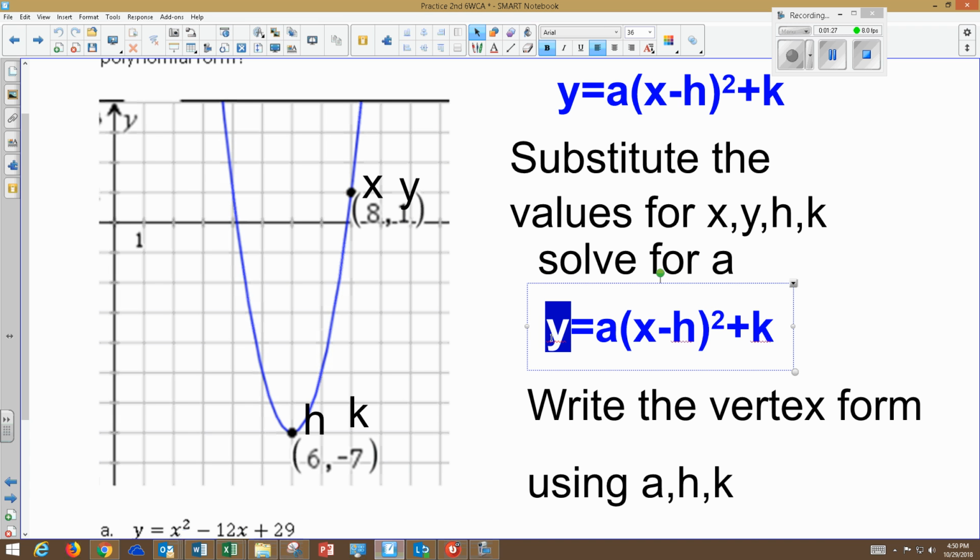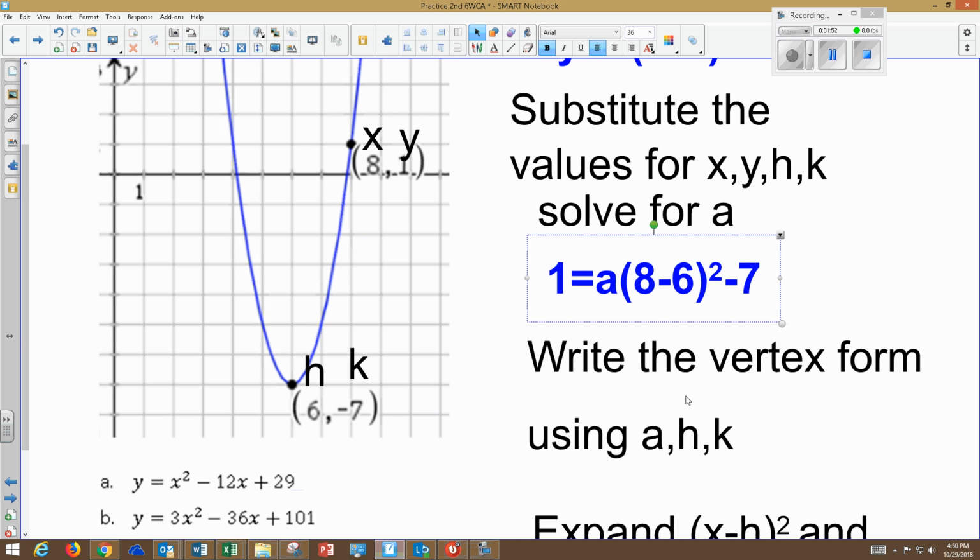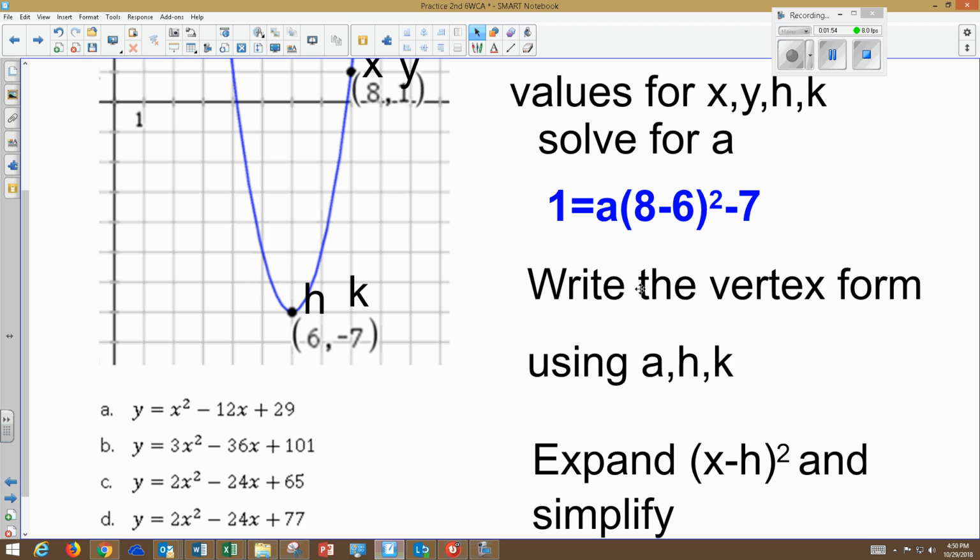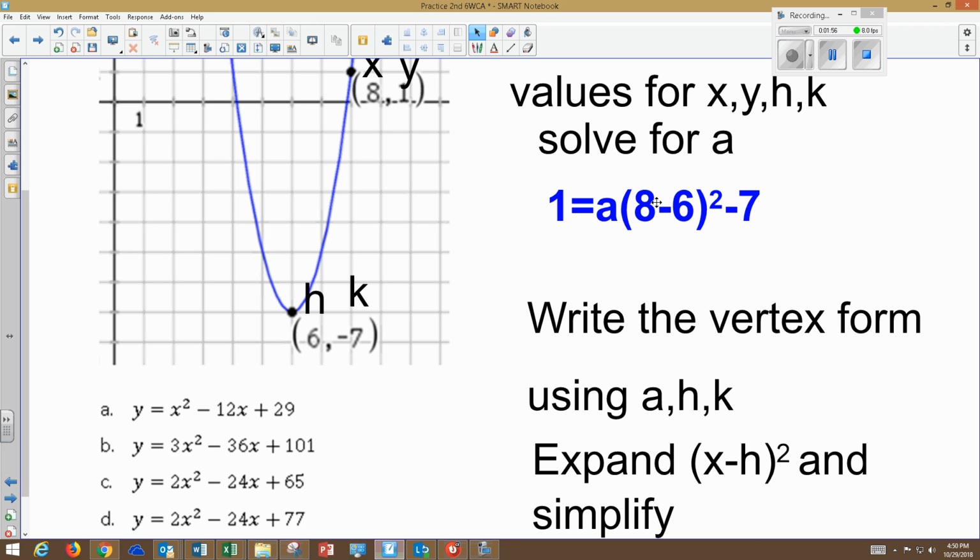So again, we know that y is 1. We know that we don't know what a is. We know that x is 8. We know that h is 6. We know that k is -7. So this is actually a -7 here. Okay? So let's simplify this and find a.